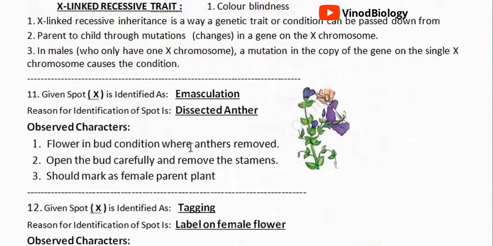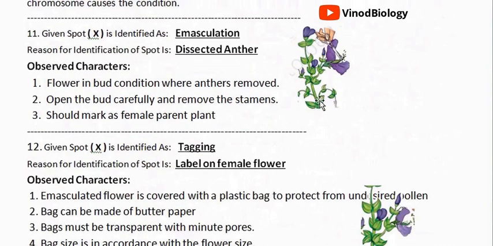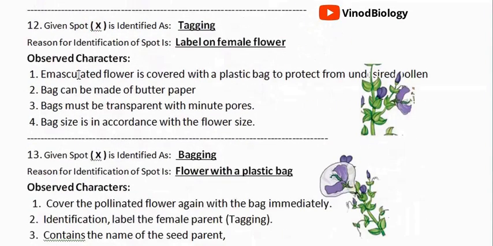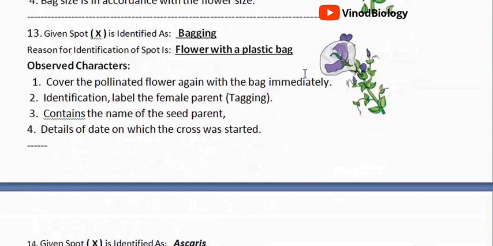Next is emasculation, because the anther is being removed. Characters. Tagging: a label on the female flower. After emasculation, that will be considered the female flower. So it should be mentioned like emasculated, particular date, plant, experiment number. So that is the tagging. Bagging: butter paper or a plastic bag will be covered. This is the bagging. Reason, understood? Characters.